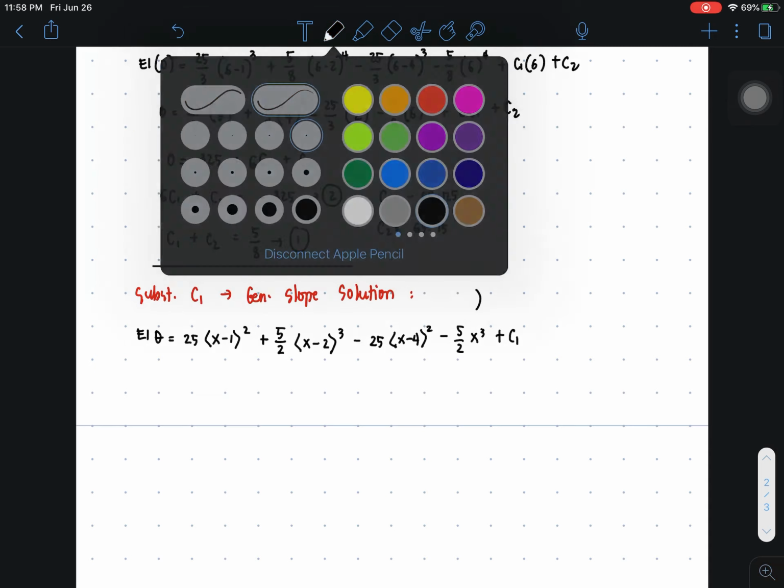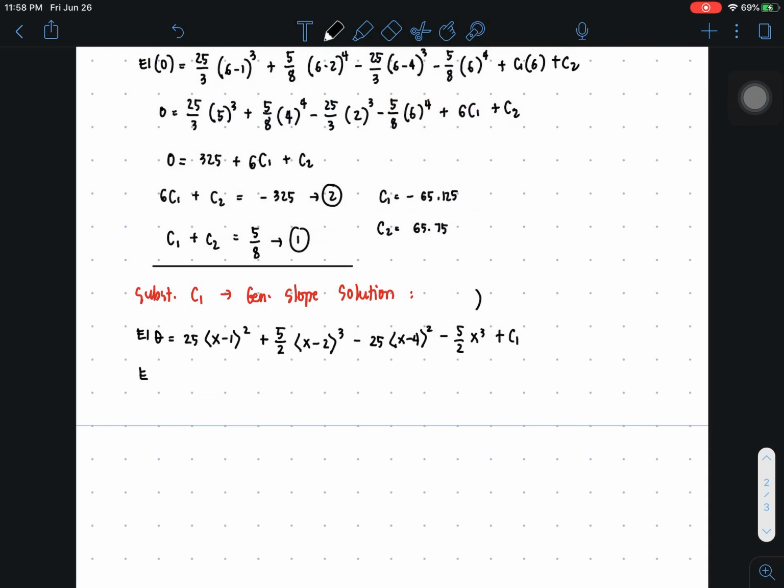And of course, ato nang i-substitute. This is now EI of theta equal to 25 times x minus 1 square plus 5 over 2. Then this is x minus 2 cubed minus 25 x minus 4 square minus 5 over 2 x cubed, and the C1 is negative 65.125.